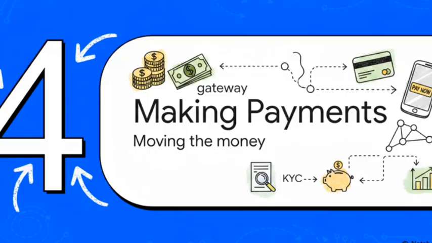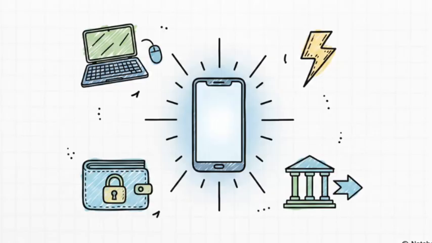Next up, Section 4, making mutual fund payments. Let's see how the money actually moves. So you've picked your fund, chosen your plan, and somehow survived the KYC paperwork. Now, how do you actually fund the thing? Well, the options have modernized dramatically.